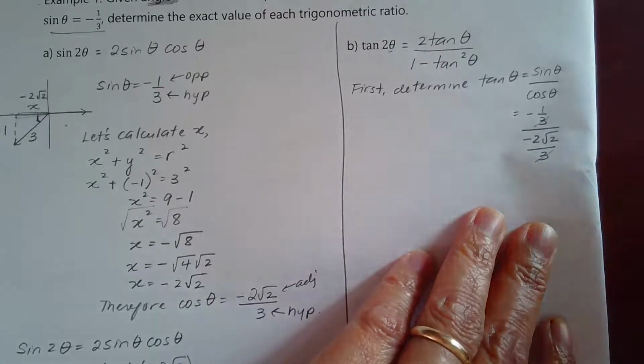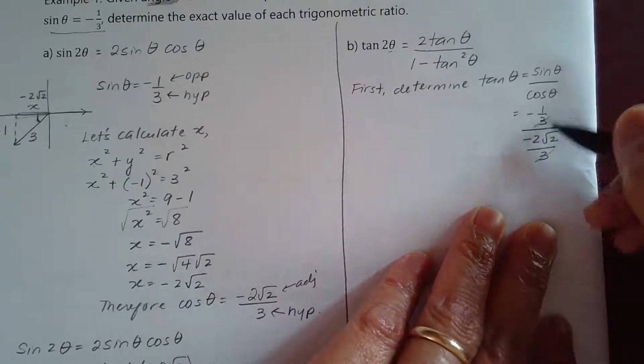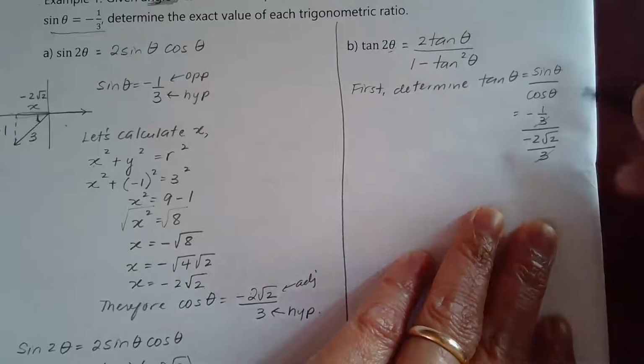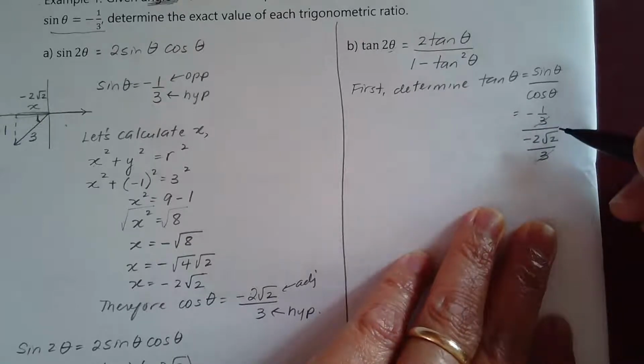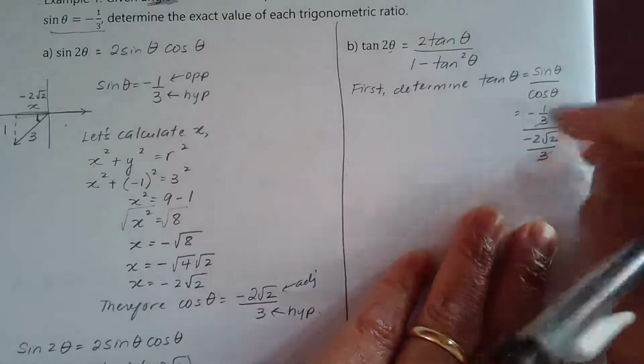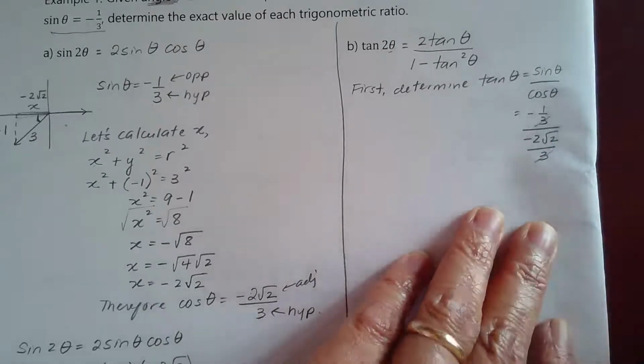Or if you're not comfortable with the way I did it here, canceling this, how do I know that cancels? You can say that I'm going to take this numerator, which is a fraction, and multiply it with the reciprocal of the denominator. And then you will find that the denominator cancels.